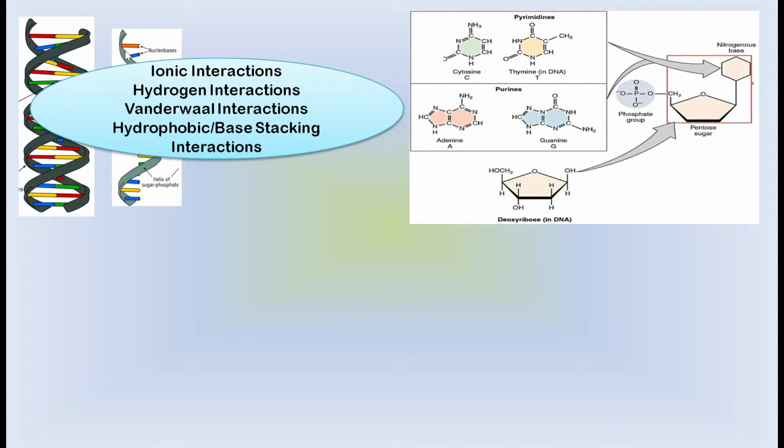And each polynucleotide strand contains nucleotides. That is, a polynucleotide is the polymer of nucleotides, and each nucleotide contains a sugar, a nitrogen base, and phosphorus. So 3 components are present in the nucleotide: sugar, nitrogen base, and phosphorus.